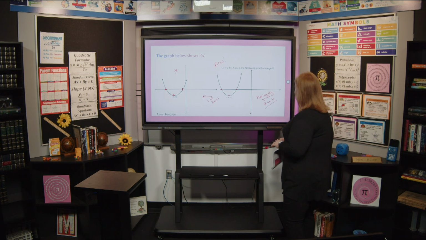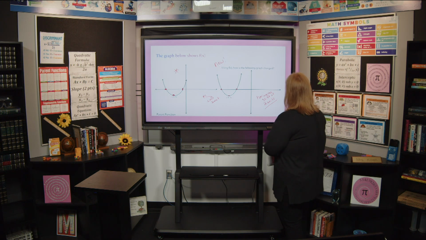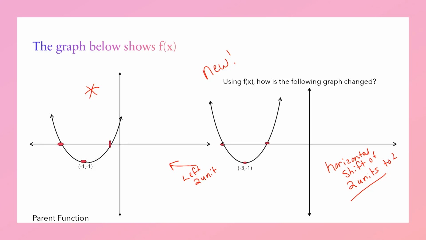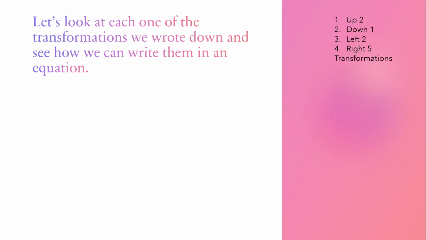I did a horizontal shift of 2 units to the left. We always want to make sure what our horizontal is. Did I go to the left? Did I go to the right? Then we want to make sure that we are explaining our vertical. Did I go up? Did I go down? That was a good catch.